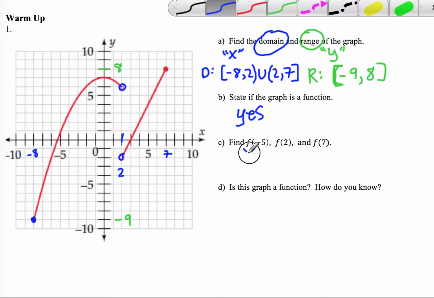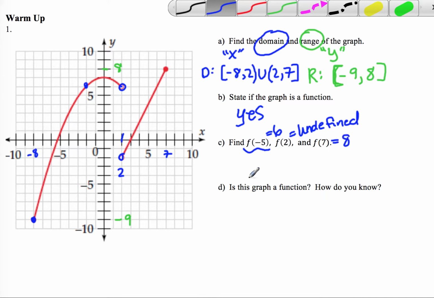Find f of -5. So that means what is the height of my function, or the y value, when x is -5. So I go over to -5 and I look up here. It is 6. So this equals 6. F of 2, I look over here at 2. Open circle here, open circle here. Actually, this is undefined. F of 7, closed circle at 8. So f of 7 is 8.